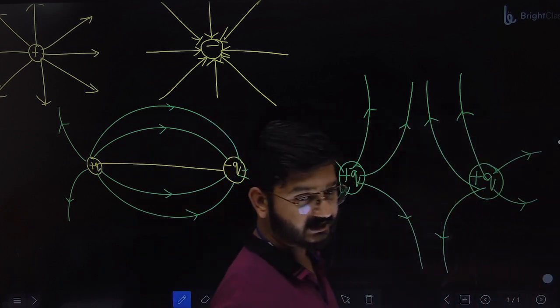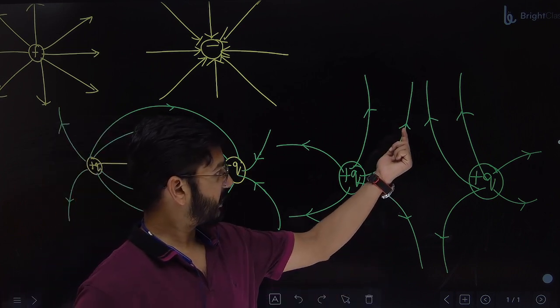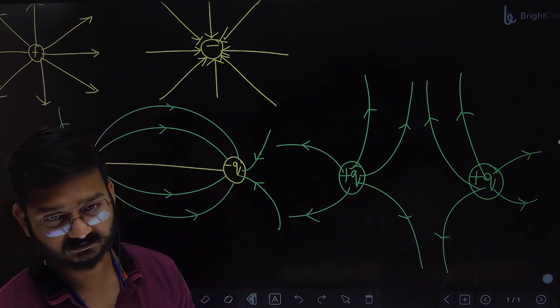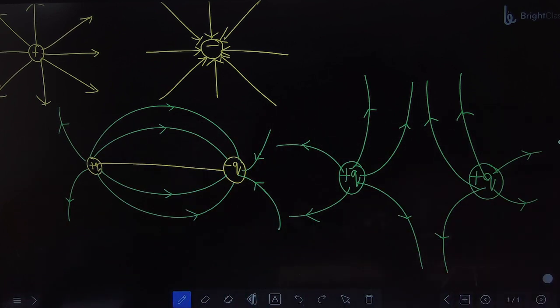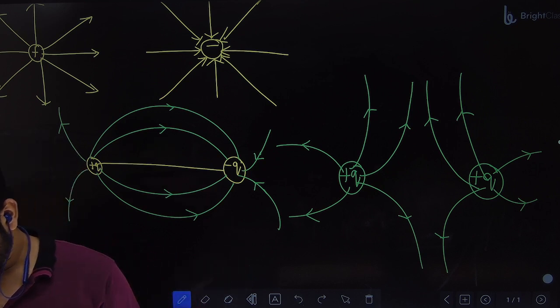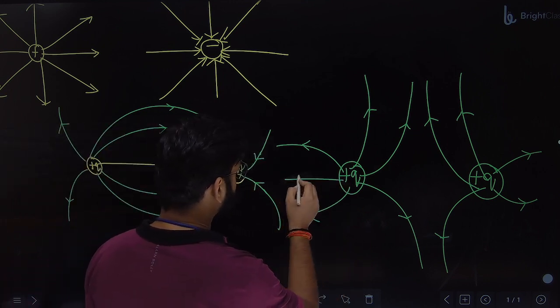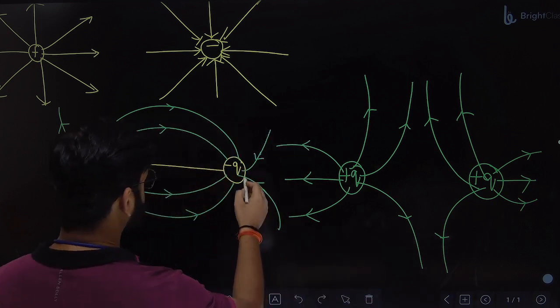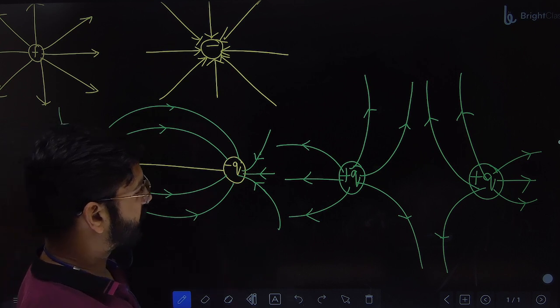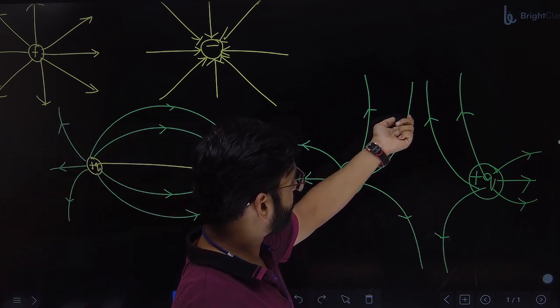For the negative charge, same thing, but the direction of the arrow will be opposite. The direction of the arrow will be going away or towards? Towards. That will be the only difference. Make a note of this. You can draw for negative also. You can draw a few more lines if you want, otherwise this is also perfectly correct.